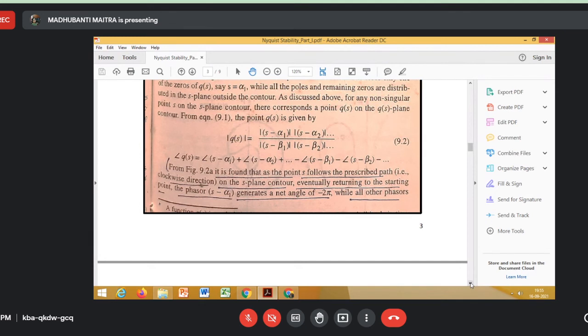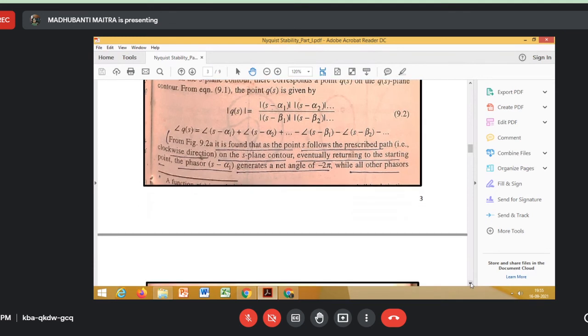Now let's see. As I said, we are not interested about the actual shape of the QS plane contour. That's why we are not considering this magnitude part. We are only interested about the change in phase angle of QS.